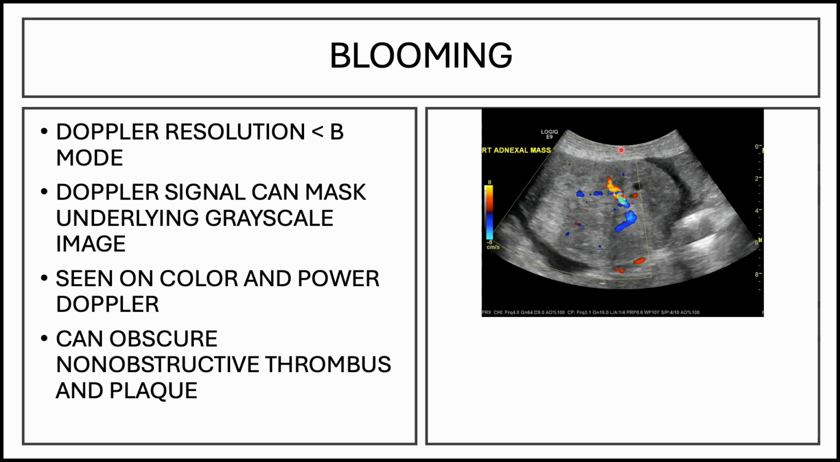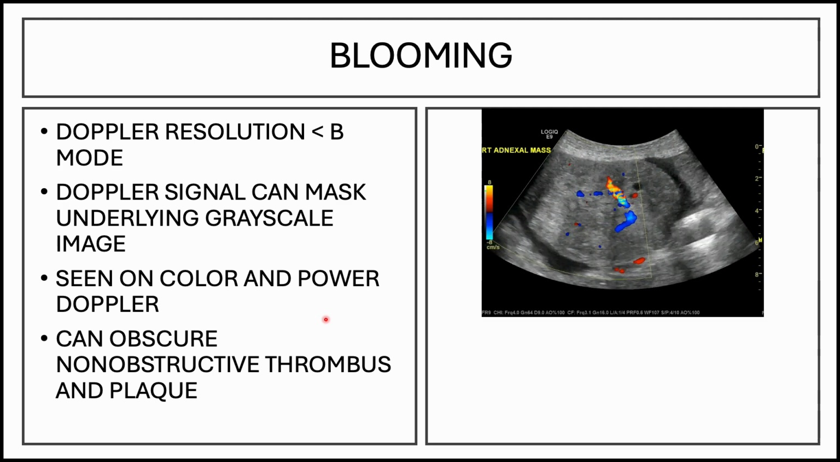Here's a case where you can see this right adnexal mass, and you can see what looks like quite a large vessel right here. But when we look at it on the B-flow mode, which is a non-Doppler image and actually shows the true size of the vessel, we can see that that vessel is actually much narrower than is depicted on the color Doppler imaging. And so what causes this artifactual blooming of the size of the vessel?